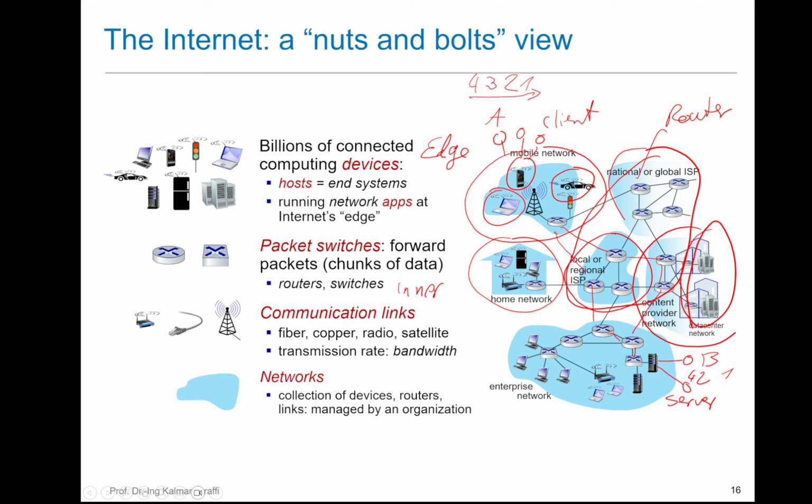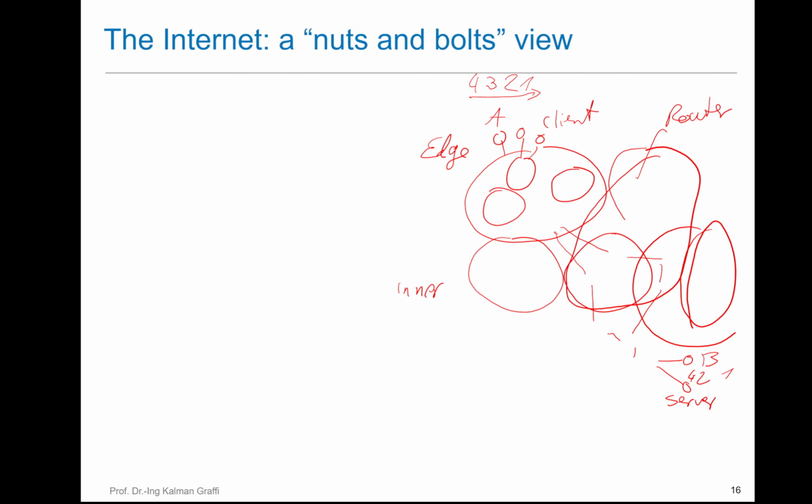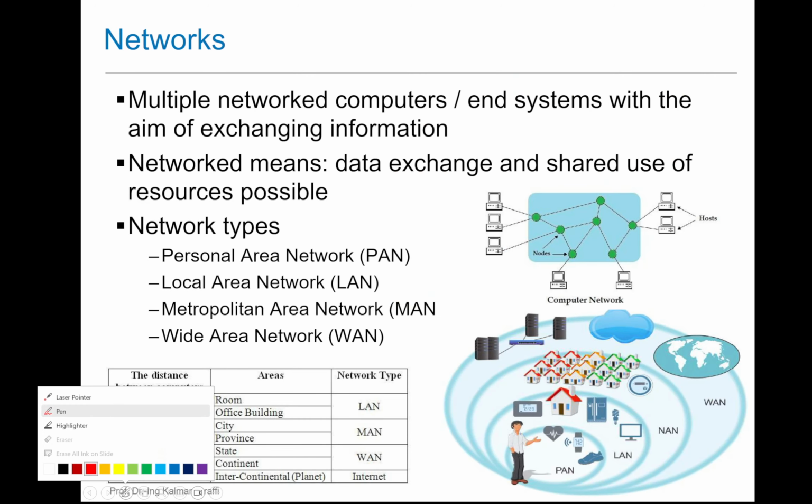Okay, and with that, we also see the main characteristics. The goal is to have this edge network be able to exchange information.